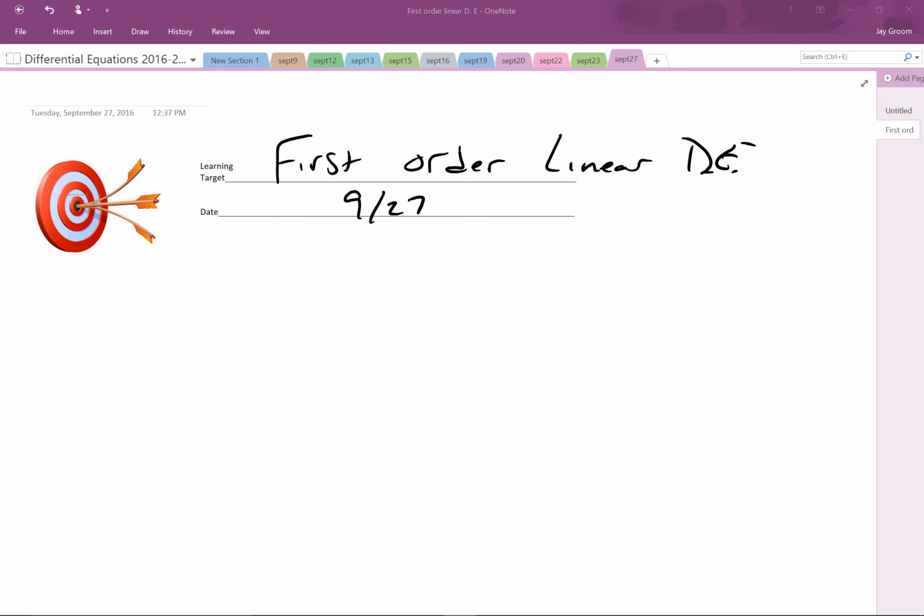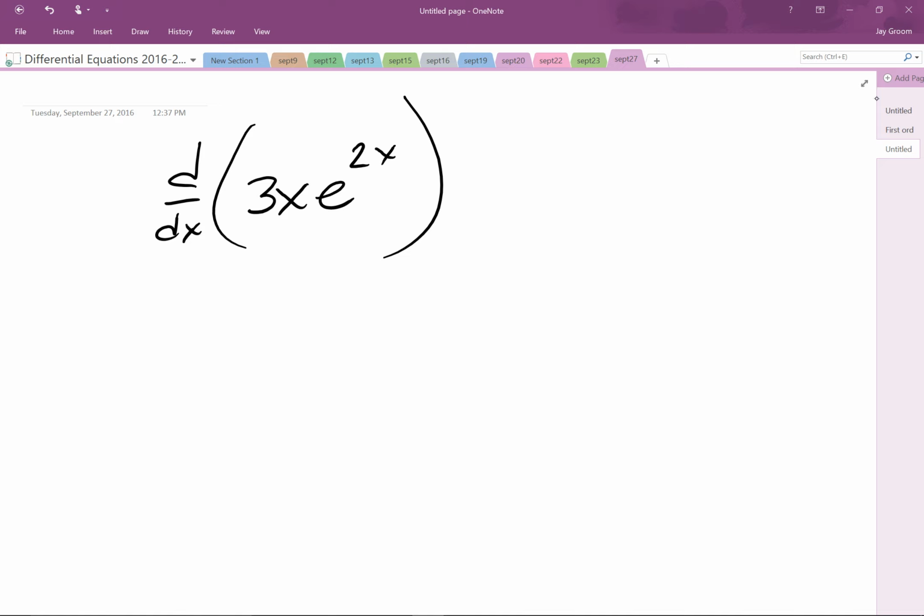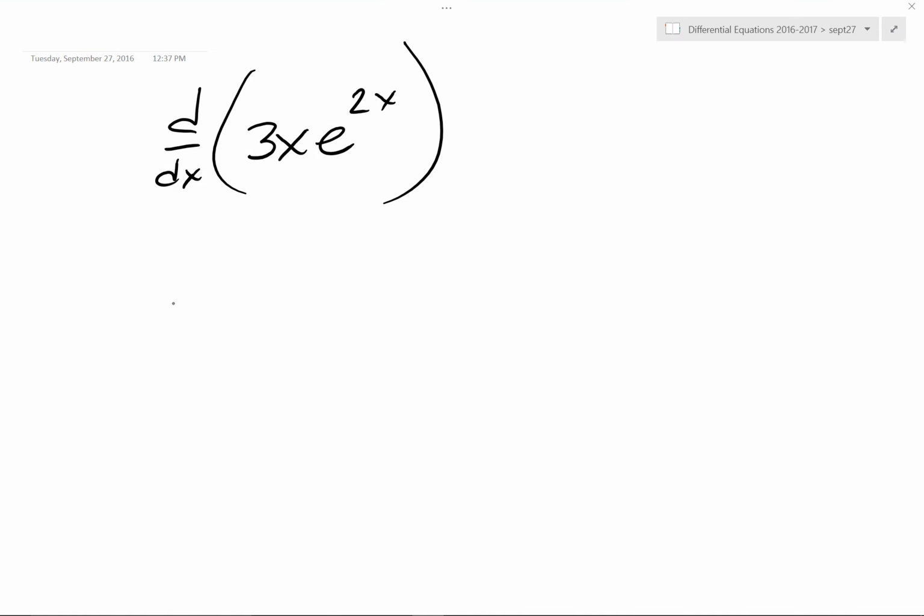A little algebraic sleight of hand today. You may recall back in Calc 1 if you saw this function. What is the derivative of this thing? So the product rule. So 3e^(2x) plus 6x e^(2x). Yes? Nice. This right here is the basis for the trick that we're going to show today.